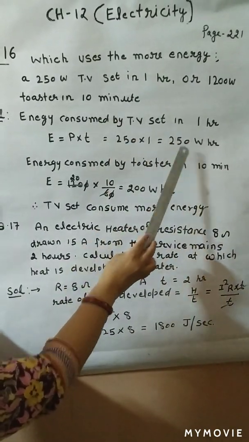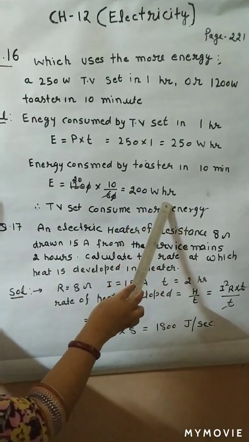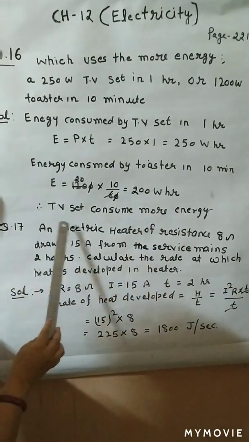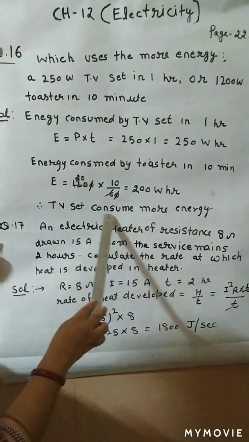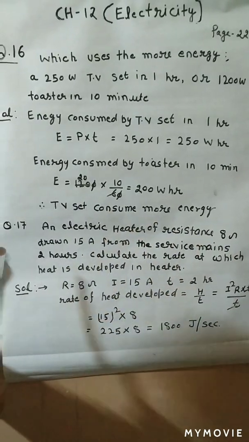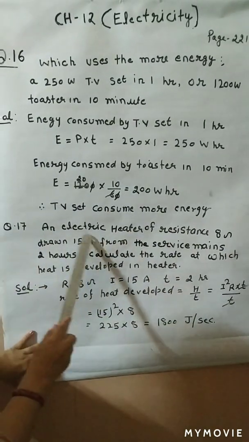The TV consumed 250 watt hour and the toaster consumed 200 watt hour. So who is consuming more energy? We will say that the TV set is consuming more energy. Now see the next question.